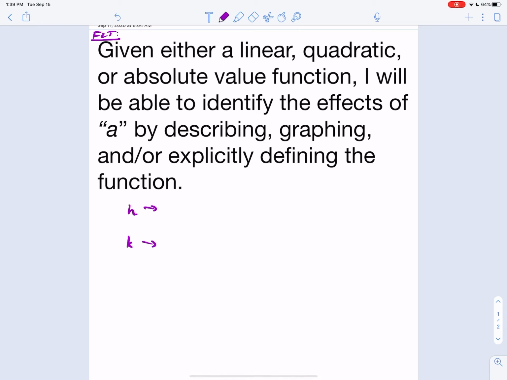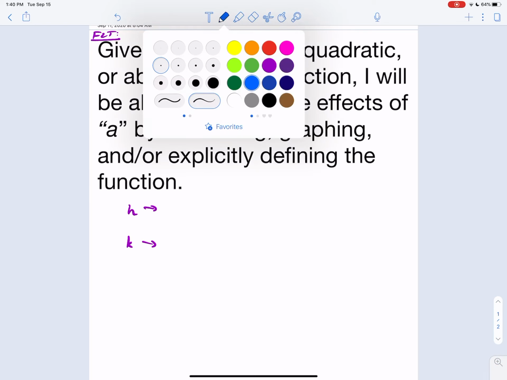Okay, what I want you to do, without looking at your notes, try not to, write down what the effects of h are. Okay, and then write down what the effects of k are. And then when you're done, you can press play.